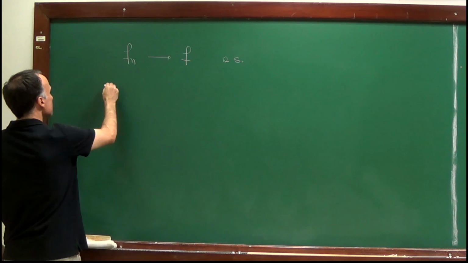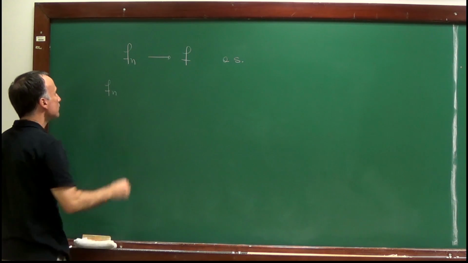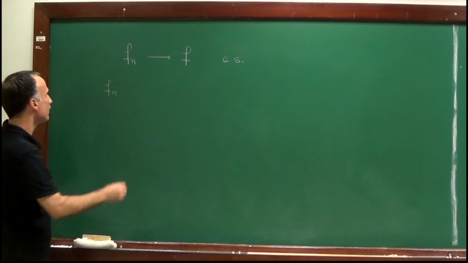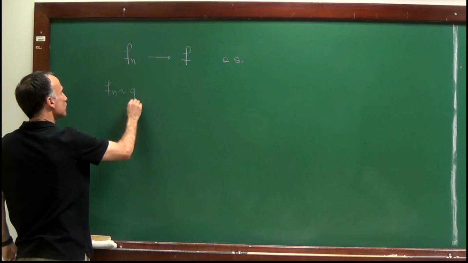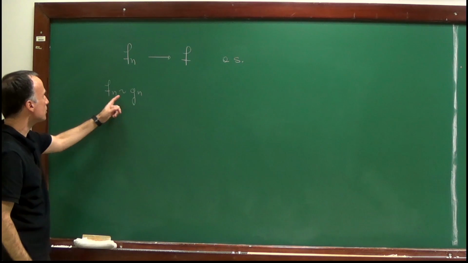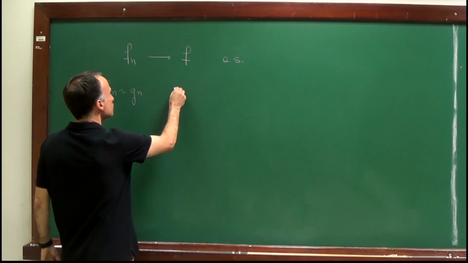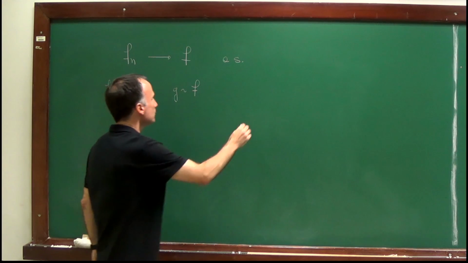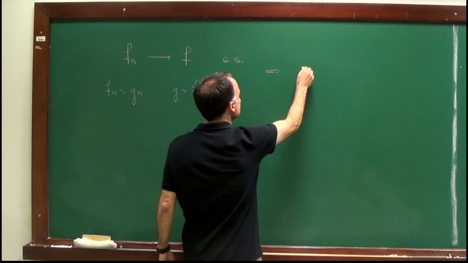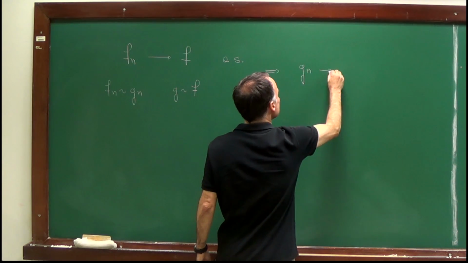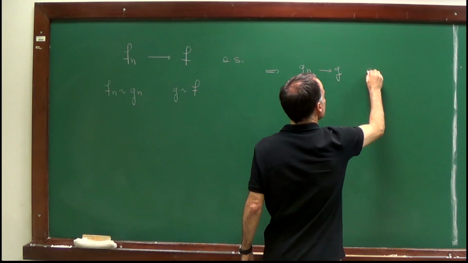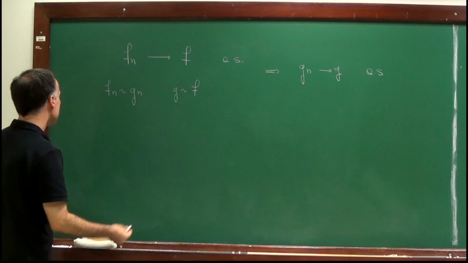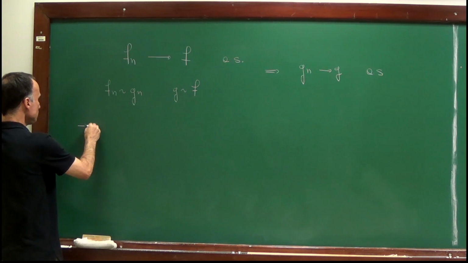And let's take another function in this equivalence class of fn. So let me take another function gn, which is equivalent to fn, and a function g, which is equivalent to f. What I claim is that gn converges to g also almost surely. And this is clear, so let's prove that.